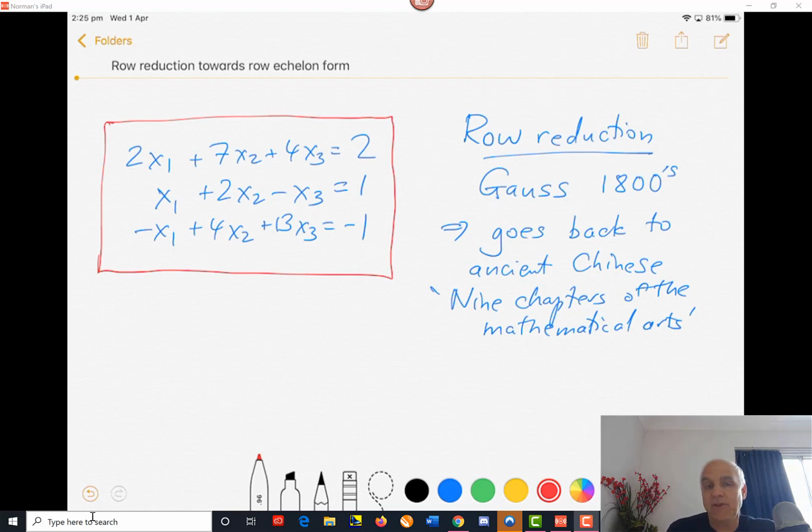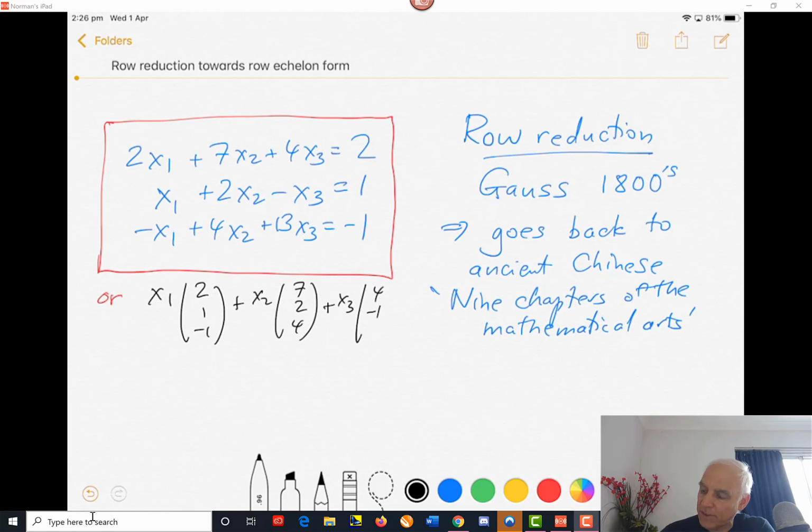Another interpretation that we've seen is that we can also think about this system as representing a relation between vectors. So if you look at the columns of what's happening here, we could also write this in an alternate form as x1 times the vector (2, 1, -1), plus x2 times the vector (7, 2, 4), plus x3 times the vector (4, -1, 13), equals (2, 1, 1). That gives an alternate form of the same system.